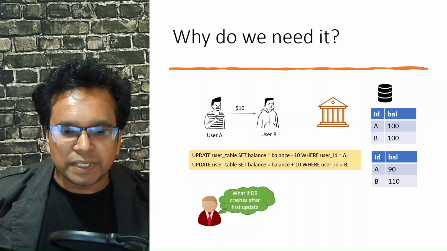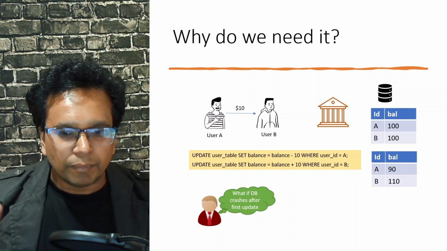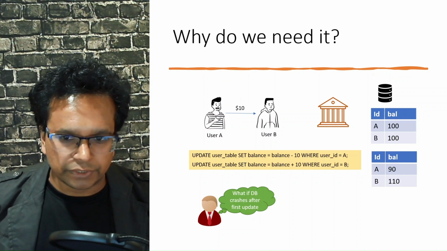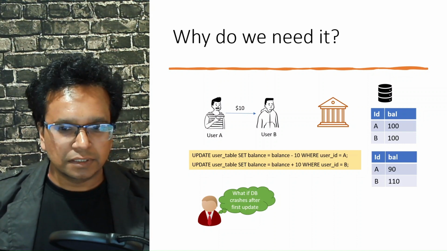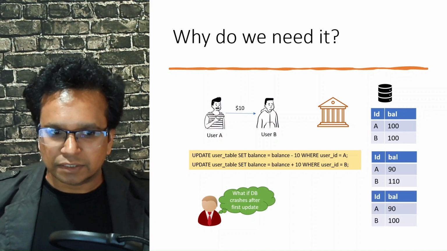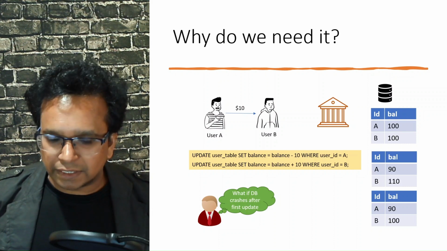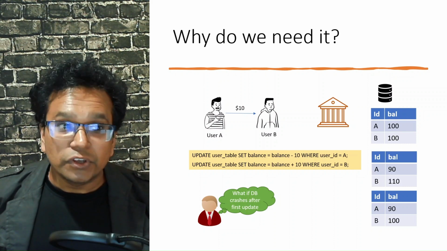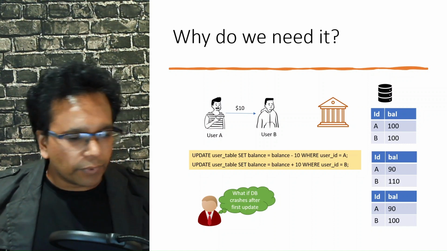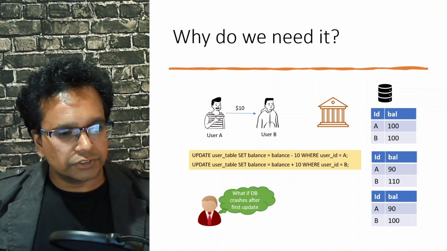In that case, the money has been debited $10 from user A, that becomes 90, but the second statement has not been executed. So B remains 100, right? And when the database recovers, you still have the same state: user A has $90 and user B has $100. That means that $10 just vanished into thin air, right? So these types of problems can be solved using transactions.